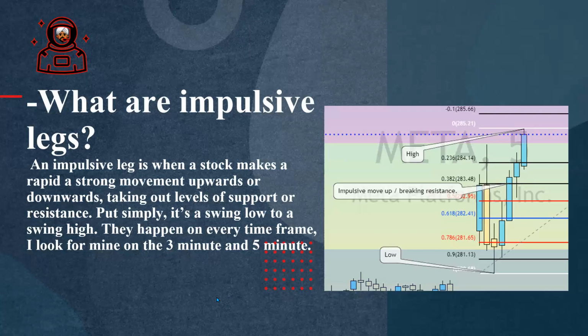For you guys, I would recommend just sticking to the 5 minute when you're looking for these impulsive legs, because the 5 minute is really going to show you these stronger candles. It's going to show you more of a picture. Again, the 3 minute is just my personal choice. When you guys first start off, go to the 5 minute. Just go to the 5 minute.